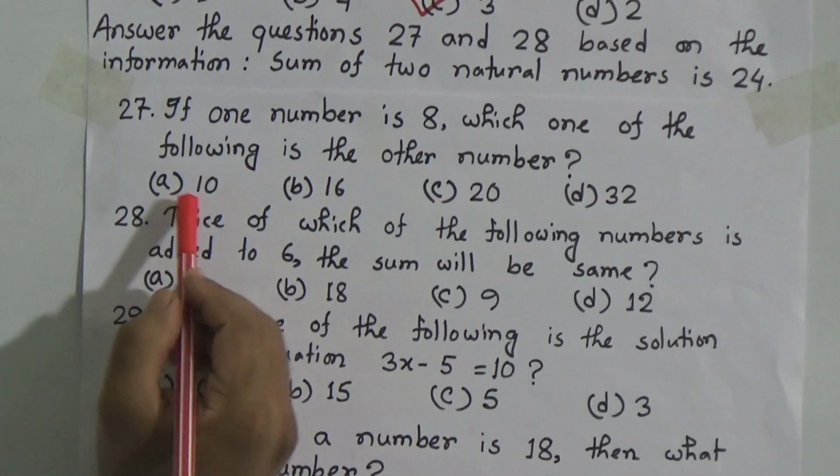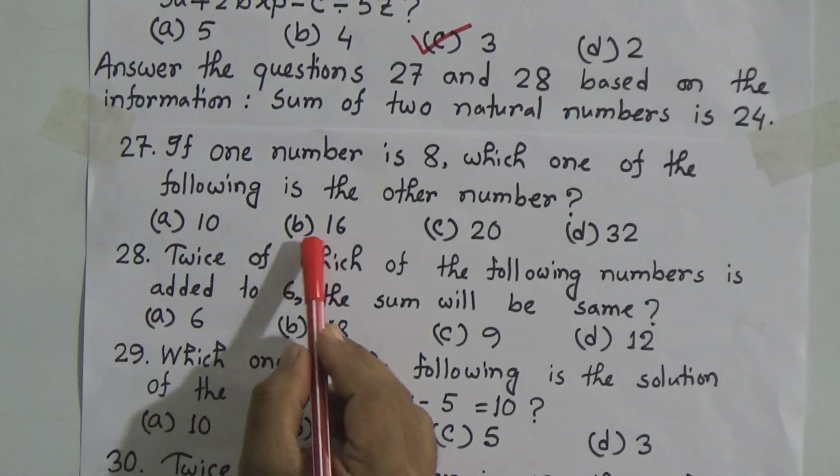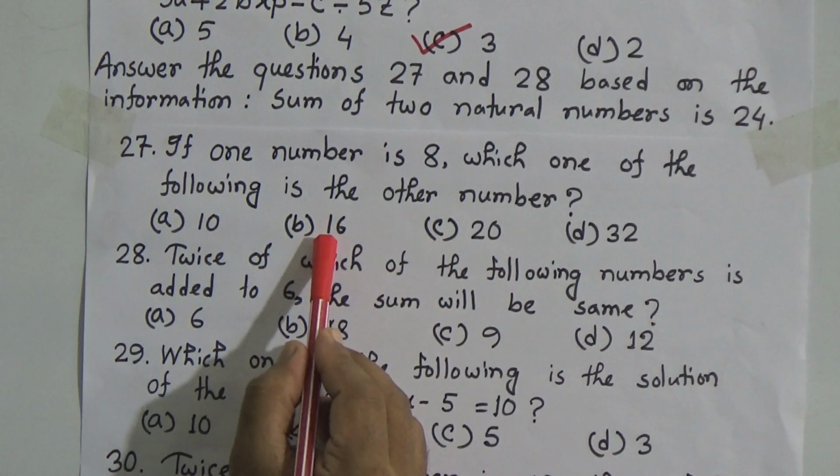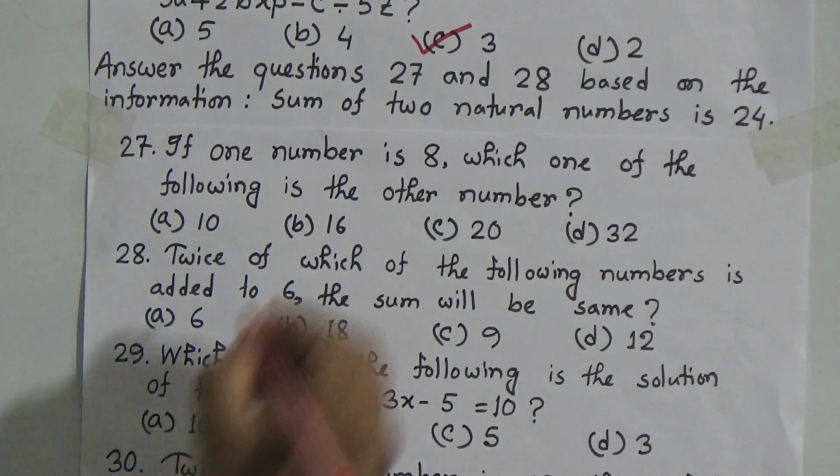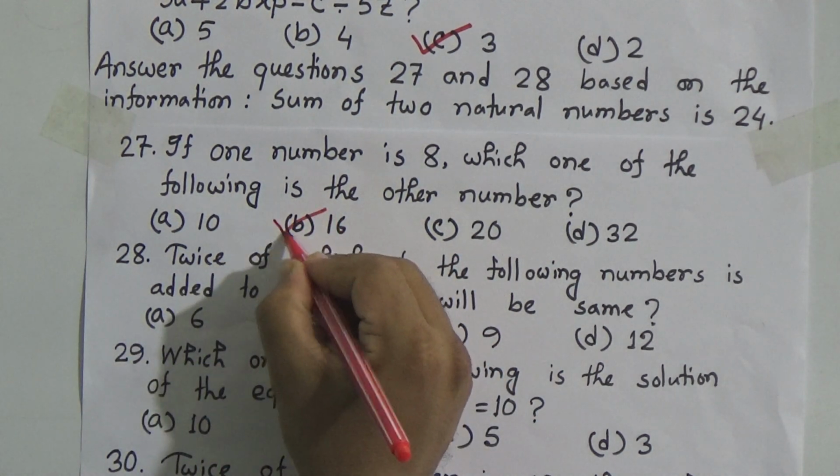Sorry, this is number 27. Option A is 10, option B is 16. So 16 is our answer. No need to read down the other options. Okay, option B will be our answer.